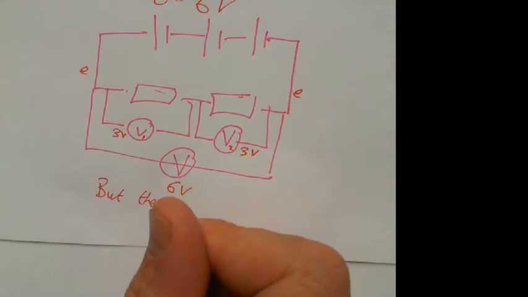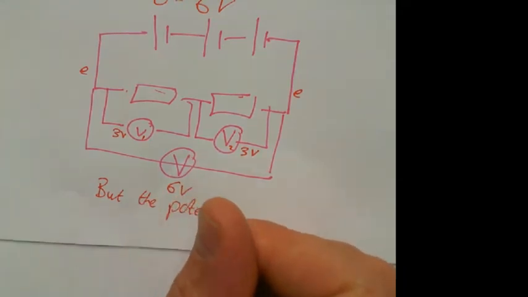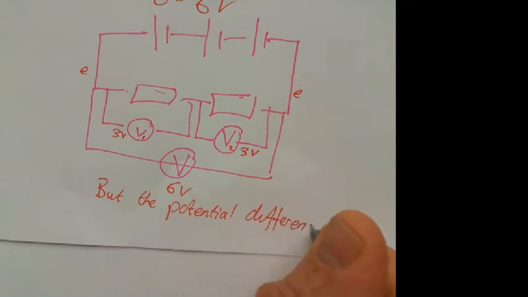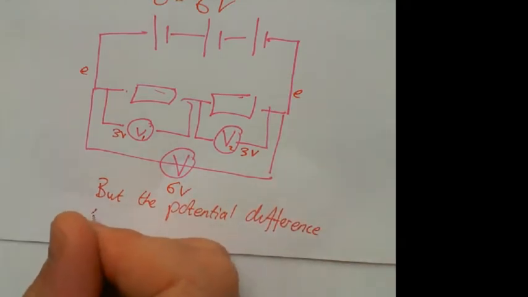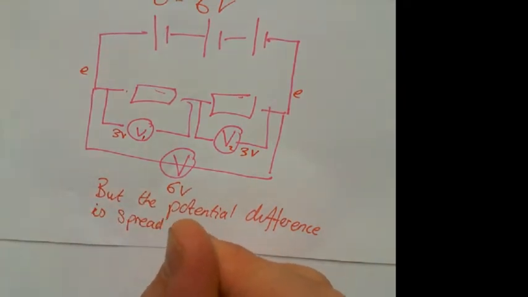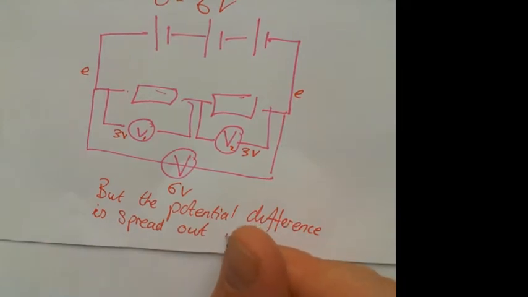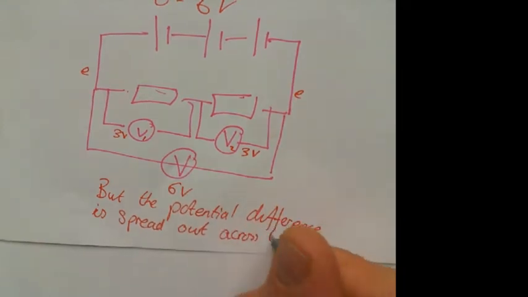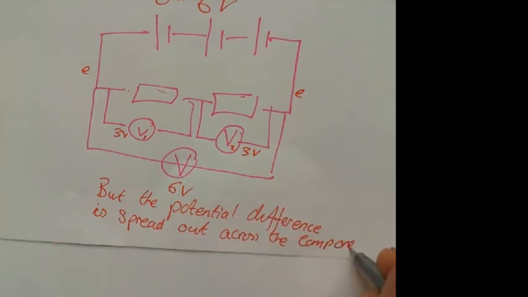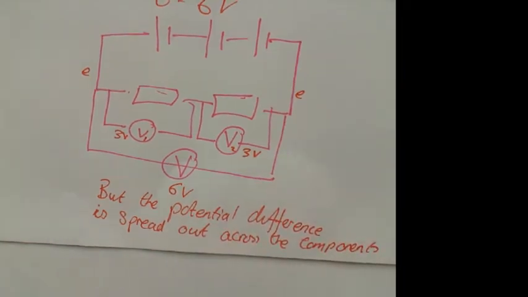So in a series circuit, the current stays the same, but the potential difference is spread out across the components. Okay.